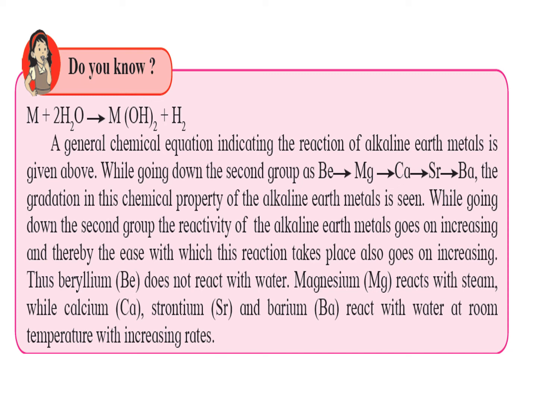So we find that as we move down, the reactivity of metals, here in case of alkaline earth metals group 2, goes on increasing. For calcium, strontium and barium you do not even require hot water, only water at room temperature is sufficient for them to react and give rise to their products. So it becomes evident that the reactivity of metals goes on increasing as we move down the group.